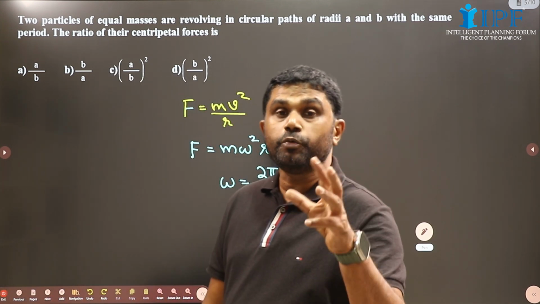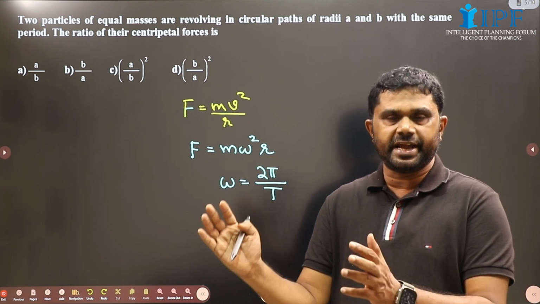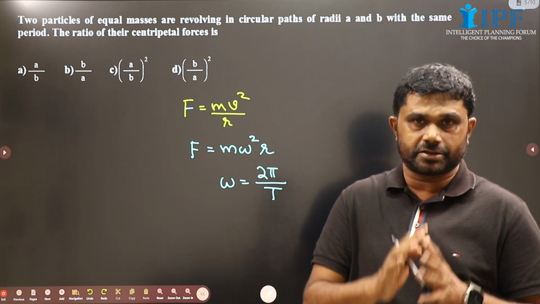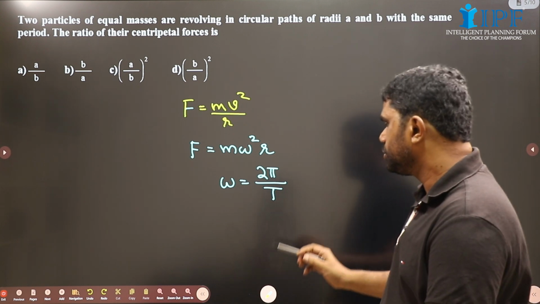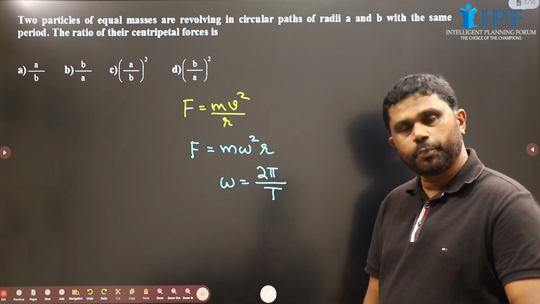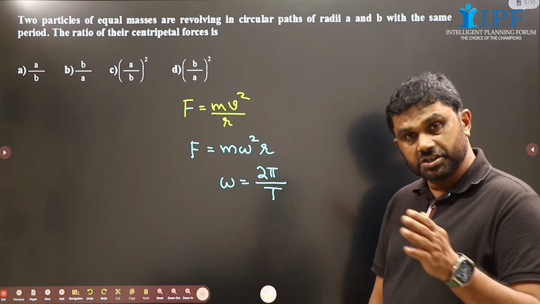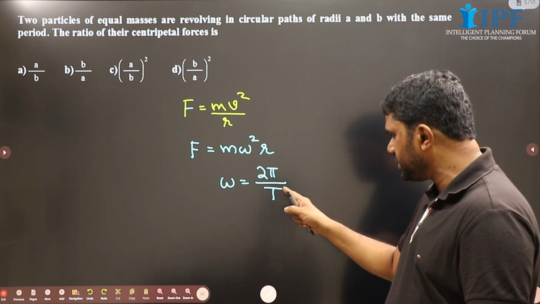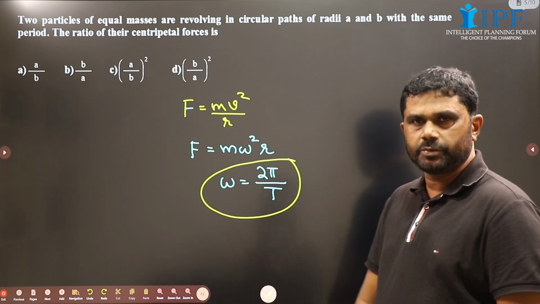Here we have got two bodies, and two bodies are moving in circles of radii A and B with the same periods. See, the time period is same for both the bodies. So, angular velocity omega equals 2 pi divided by capital T. 2 pi is constant for all. Both the bodies are moving with the same period. So, T is same for both the bodies. So, omega is same for both the bodies.